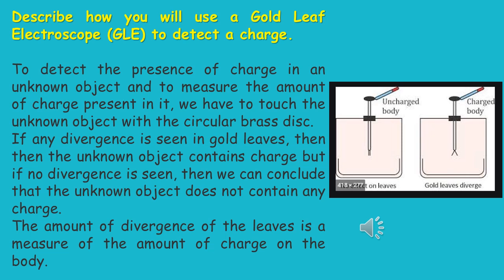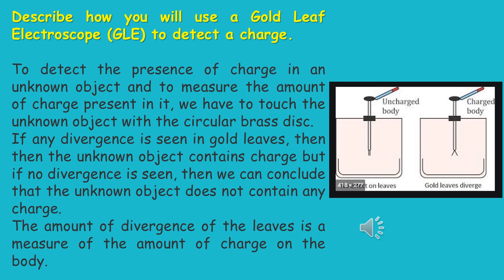Describe how you will use a gold leaf electroscope to detect a charge. Suppose we are given an object and we have to find out whether the object contains any charge or not. To detect the presence of charge in the unknown object and to measure the amount of charge present in it, we have to touch the unknown object with the circular brass disc of the gold leaf electroscope. If no divergence is seen in the gold leaves, then the unknown object does not have any charge.